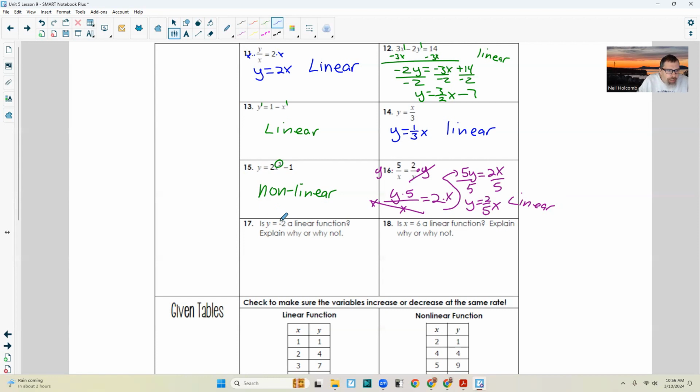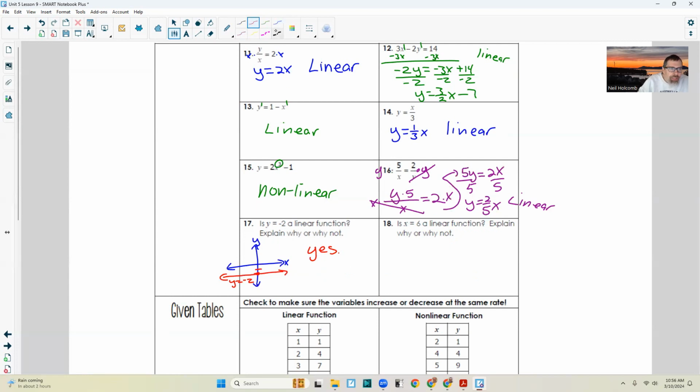Number 17, is y equals negative 2 a linear function? Explain why or why not. So if I graph that, think about how we graphed before. So just really quickly, here's my xy axis. Okay, I know it's not using a ruler making straight lines, but negative 2 is down here, right there, and my line would be a horizontal line, y equals negative 2. That is linear. That is a slope of 0. And so, yes, it is. And the reason is it has a slope of 0 and a y-intercept. It's a horizontal line.